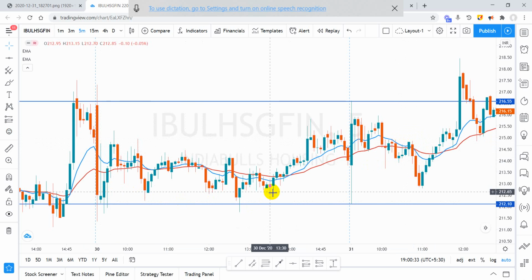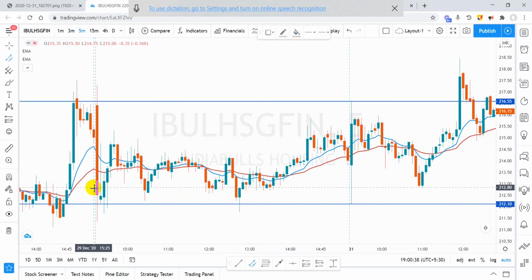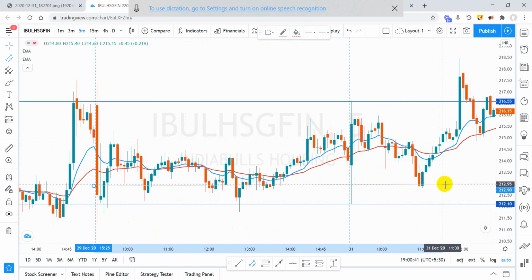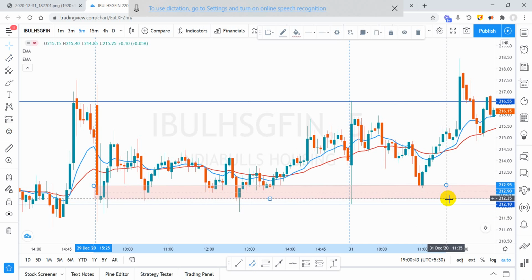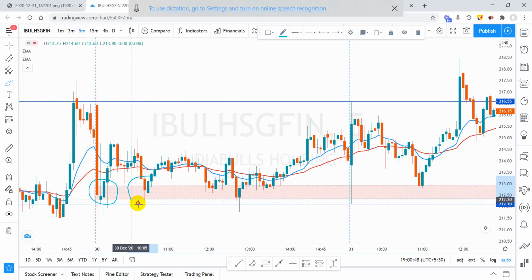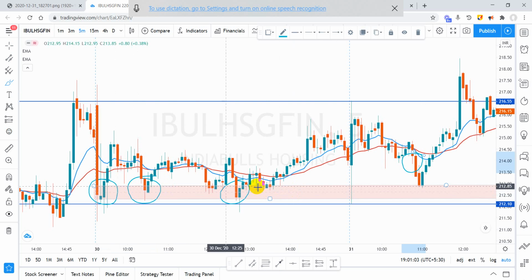With reference to the previous day, it is clearly evident that this is the zone which has respected so many times as a support on the previous day. Okay, so shorting this stock on these candles over here is risky. The stock is exhibiting bullish momentum, and it has already tested this zone many a time, so we should not be trading this on the short side.